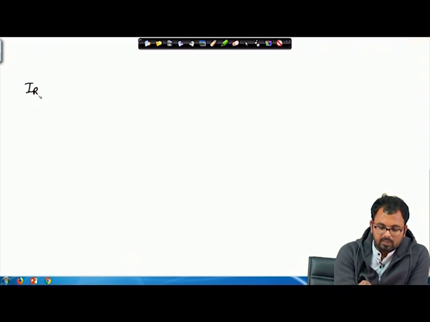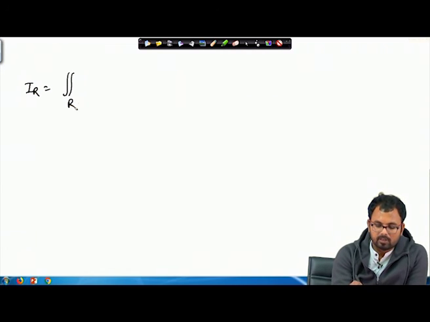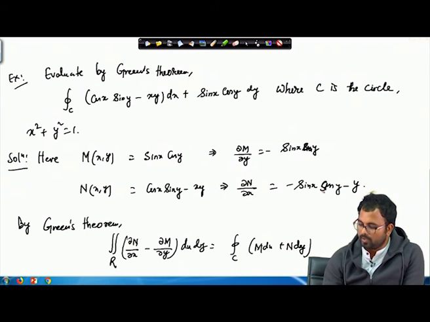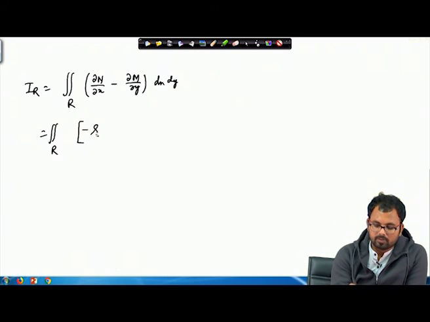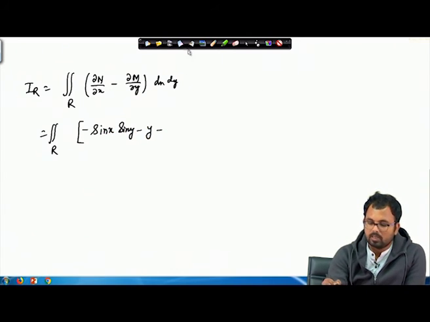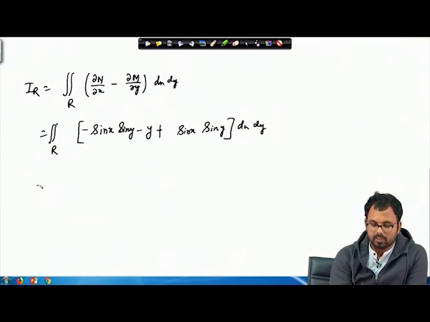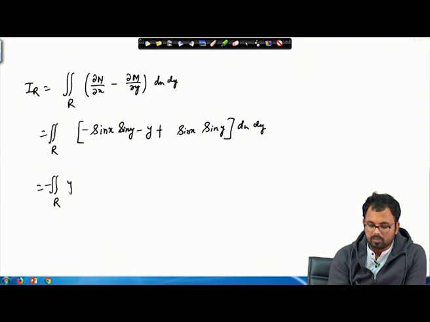So, let me write I R. I R is over R, del n del x minus del m del y, dx dy. So, what is our del n del x? Del n del x is minus of sin x sin y minus y, and minus del m del y: minus minus is plus. So, this will be plus sin x sin y. So, they both will get cancelled in dx dy, and then we will basically obtain over region R minus of y dx dy, right.